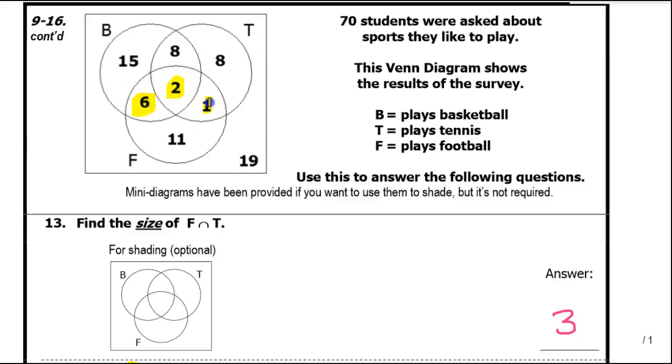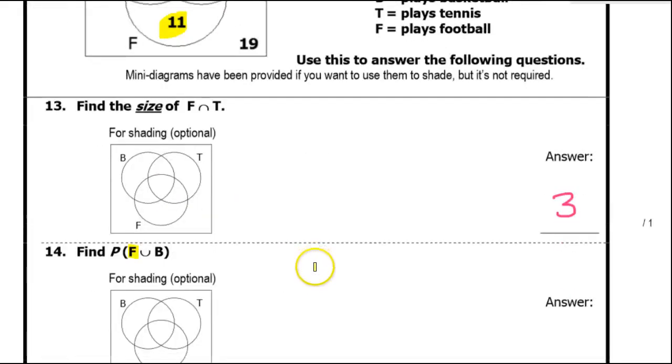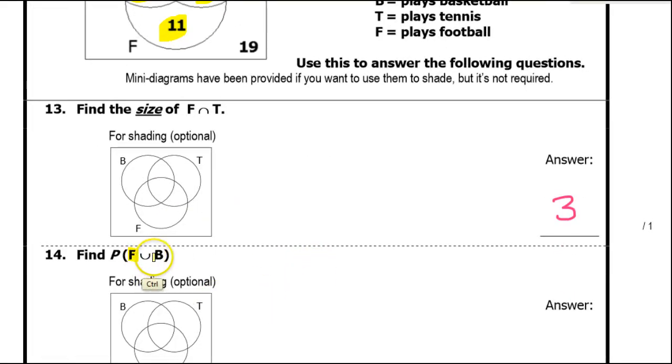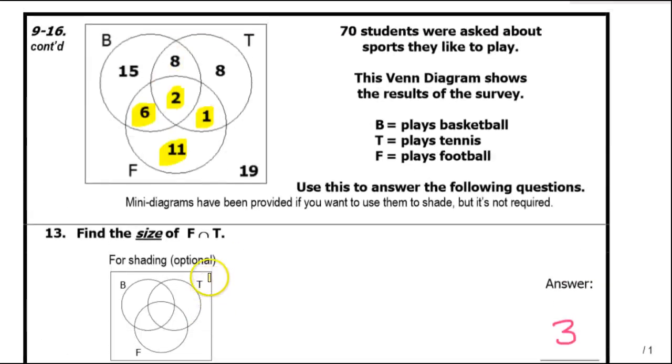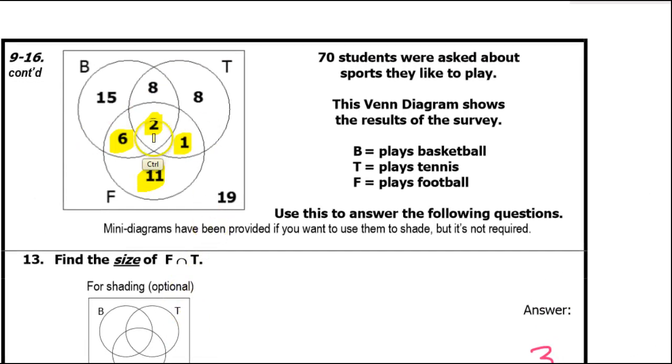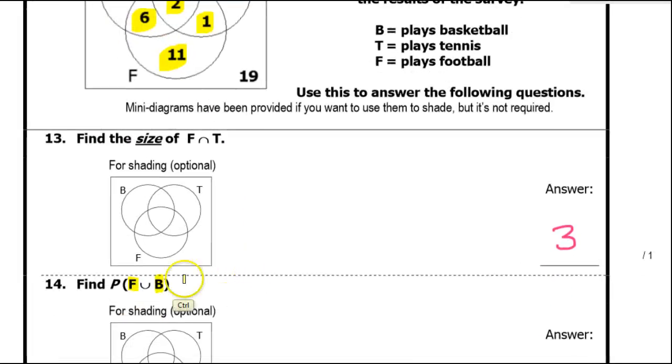So here's F again. But "or" is more. So I have F, but now I need to make it more by using B. So I'm going to take this, and I'm going to add to it anything that's in B. So that would be the 8 and the 15. So this is going to be the total of F or B.